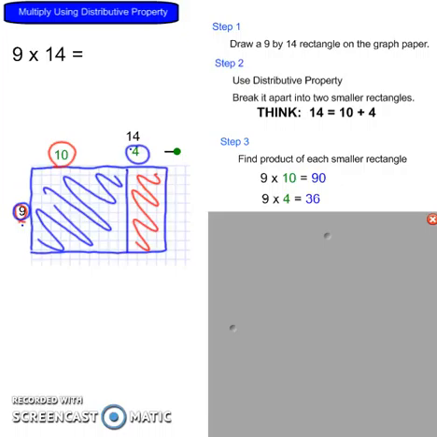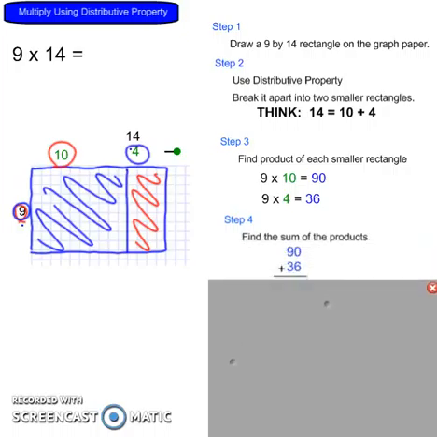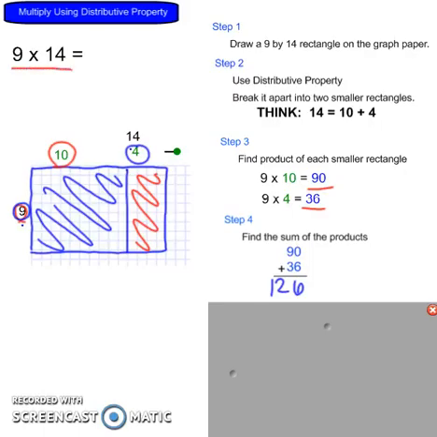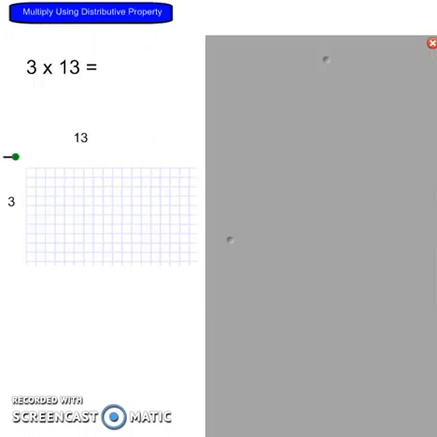Now that I've multiplied my two smaller rectangles, I can find the sum of those two products. So I'm going to bring down my 90, and I'm going to bring down my 36 and add them together. And I know 6 plus 0 is 6, and 9 plus 3 is 12. And there's my final answer, which I'm going to bring back up here to the top. And I know that 9 times 14 is 126. Let's go ahead and try another one like that.